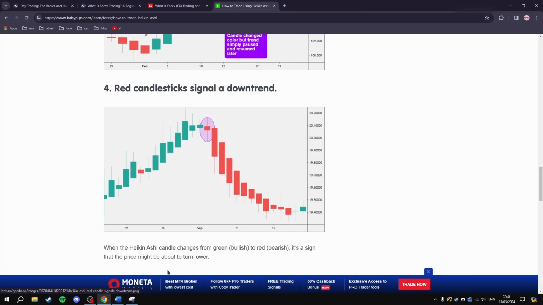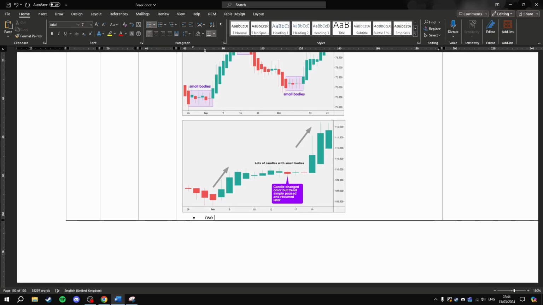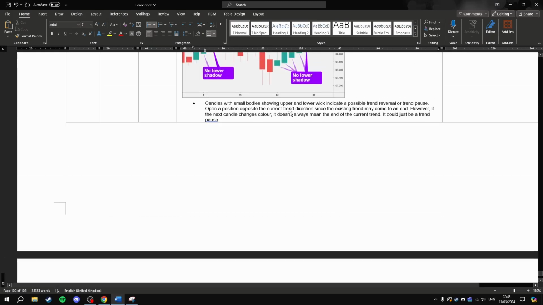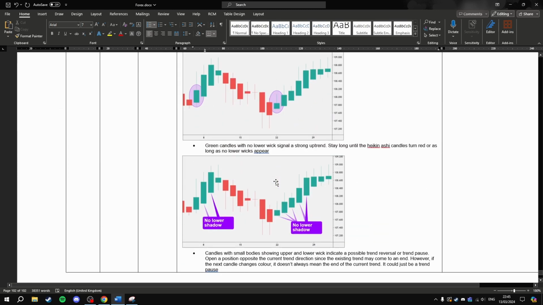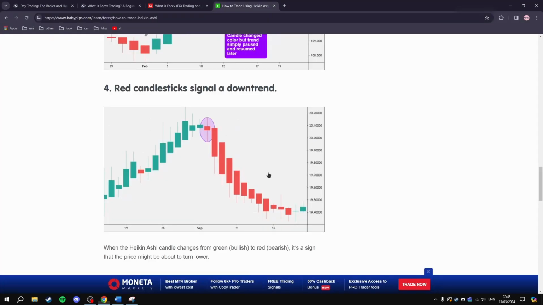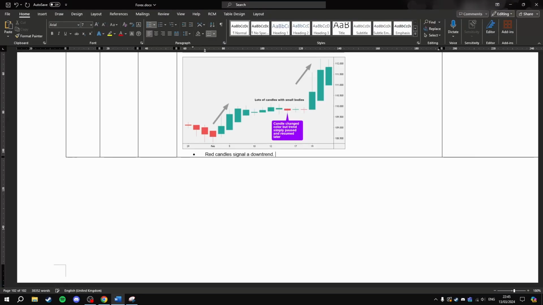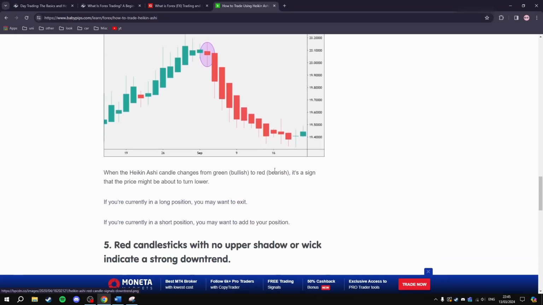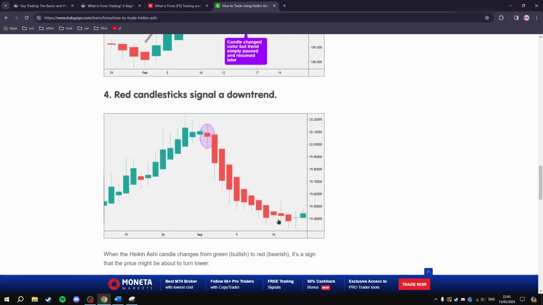Red candlesticks signal a downtrend, so this is the opposite of what we did for green. When the heikin ashi candle changes from green, which is bullish, to red, bearish, it's a sign that the price might be about to turn lower. If you're currently in a long position, you may want to exit. If you're currently in a short position, you may want to add to your position.